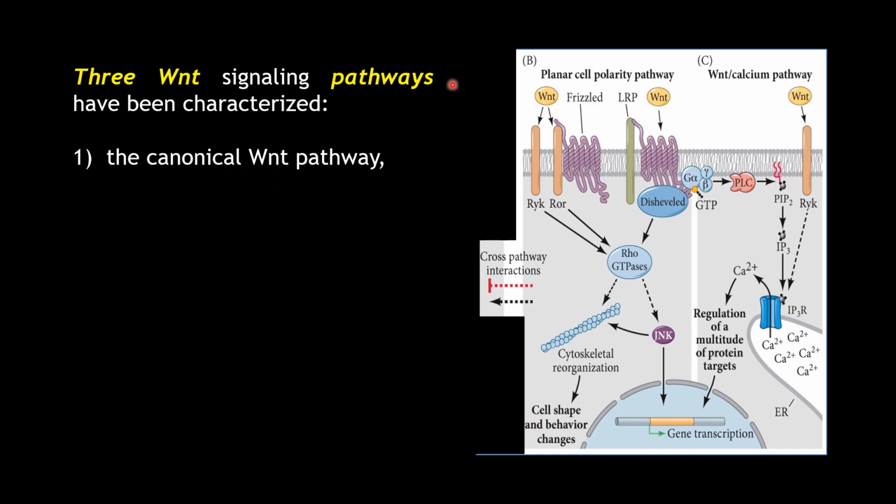Here you see the non-canonical, the planar cell polarity, and the Wnt calcium pathway. They use, for example, the same receptor and some proteins, and they use other GTPases. And here you see now not only the cytoskeleton, but the other pathway, the JNK. So important again, involving so many things. And here you see involvement of the endoplasmic reticulum.